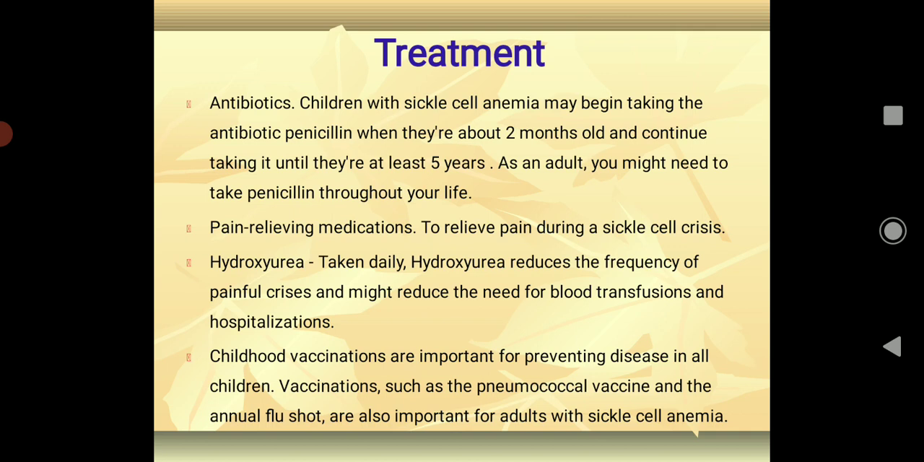Childhood vaccinations are important for preventing disease in all children. Vaccinations such as pneumococcal vaccines and annual flu shots are also important for adults with sickle cell anemia.